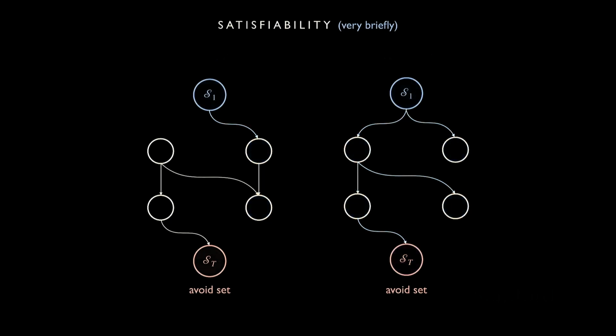Similarly for backwards reachability, we could start at the avoid set, go 1 step backwards, go 1 step backwards again, and then we can see that this doesn't intersect with our initial set, and so our system is safe. In this case, we can go backwards 1 step, 1 step again, and then 1 step again, and we see that it does intersect with our initial set, and so this is unsafe.